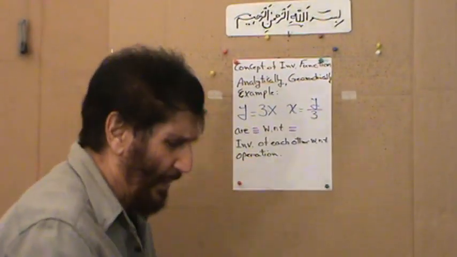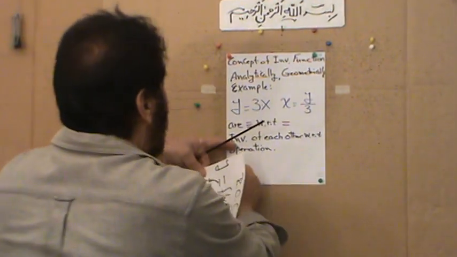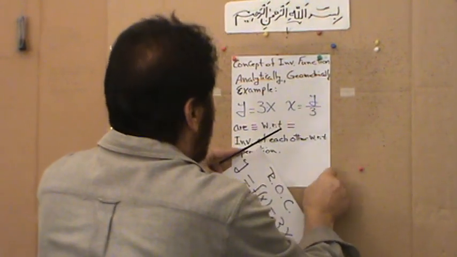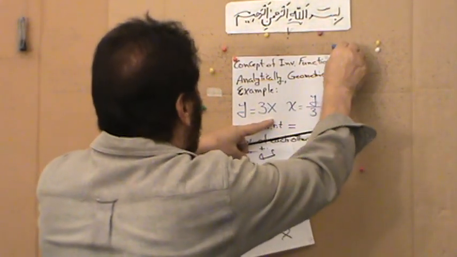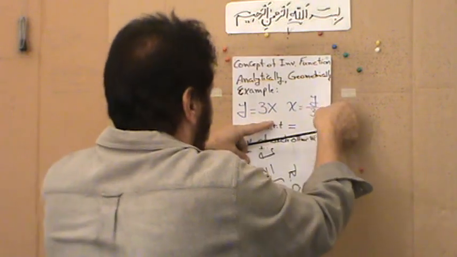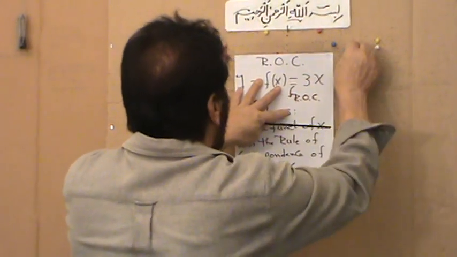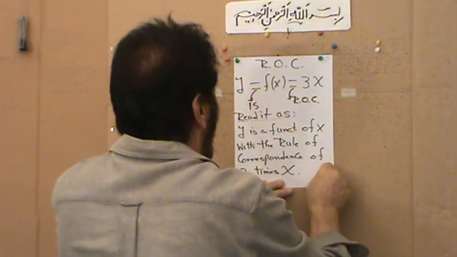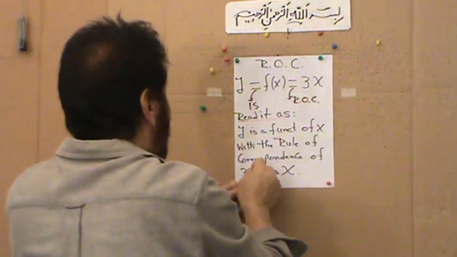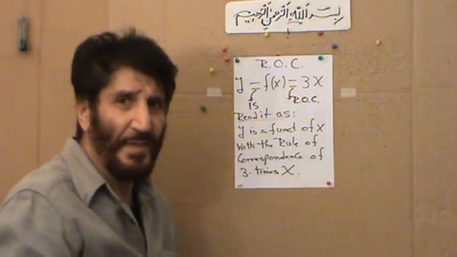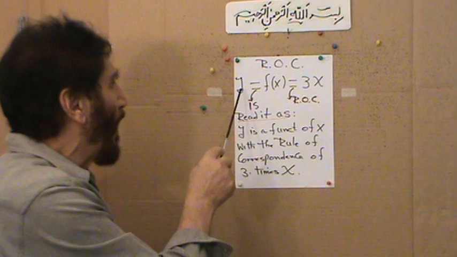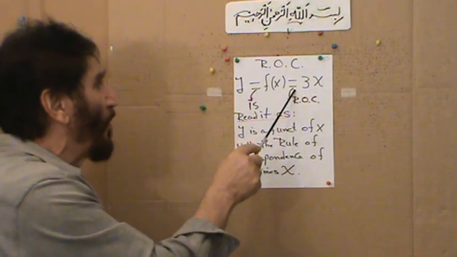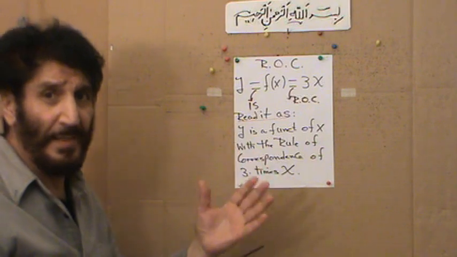Now, by the way, I wrote something here that I'm glad I noticed, that is important to mention so that you read it accordingly. ROC is an abbreviation for rule of correspondence. Here I say y equals f of x equals 3x. That is correct. I didn't make a mistake.